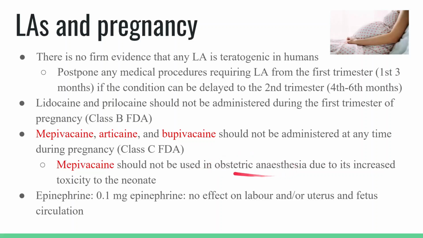يعني مثلا بالcesarean section الولادة القيصرية we don't give Mepivacaine especially لأنه it has an increased toxicity to the neonate. Okay, so these medications are class C medications, which means that they have been shown to cause teratogenicity in animals with no studies in humans, so we stay on the safe side and we don't give them at all. Okay, على عكس class B medications where the animal studies do not show any teratogenicity, ولكن for these medications we still be safe and we give them in the second trimester.